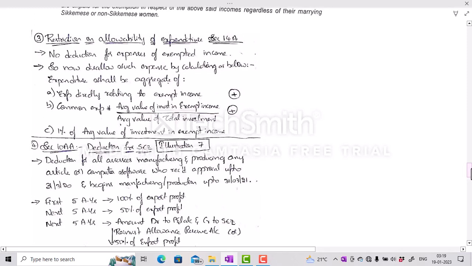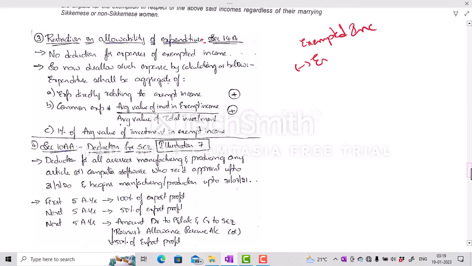Then the third topic is restriction on allowability of expenditure under section 14A. See, for exempted income, we do not claim any expenditure. So we should disallow that. How much expenditure we should disallow is the matter, and we will learn in this section.